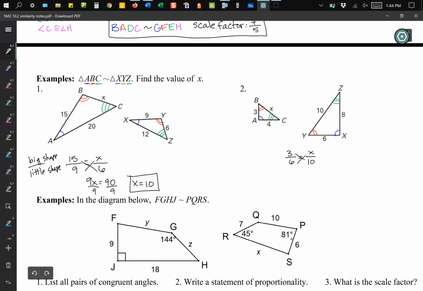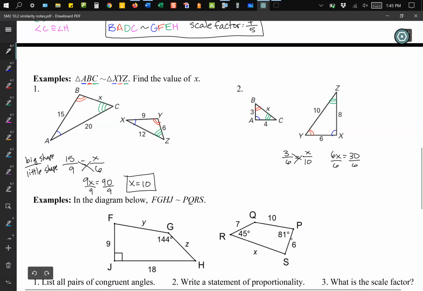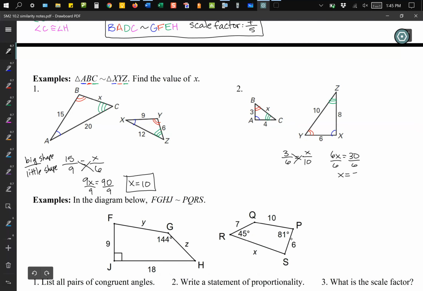So cross multiply: 6x equals 30, divide by 6, divide by 6, you get x is 5.